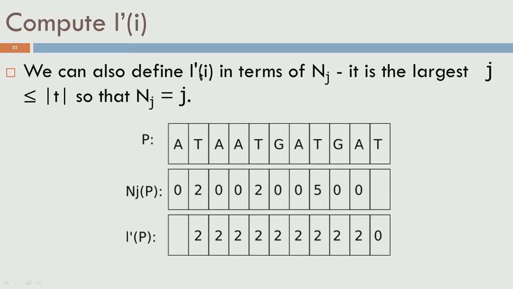You are looking at the suffix which consists of the letters in the pattern starting at location I up to location n. I refer to this as t. This has a certain length. We look at the largest value j which is smaller than or equal to t such that the value nj in the n array is exactly equal to j. Again, this is an illustration of this, and this can be worked by an interested student by hand.